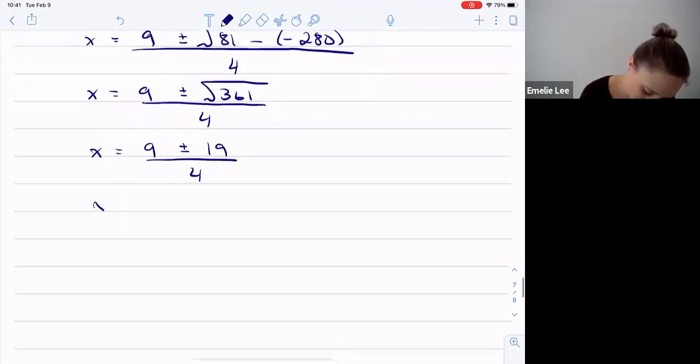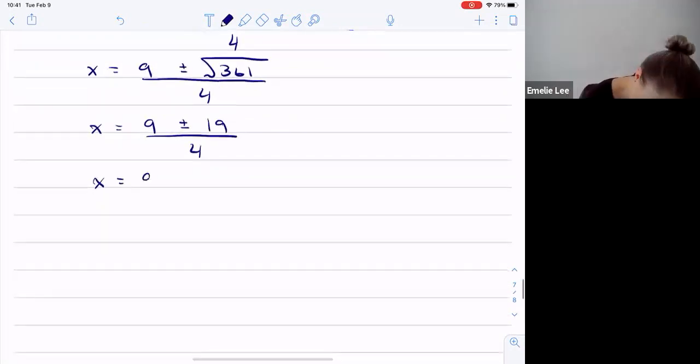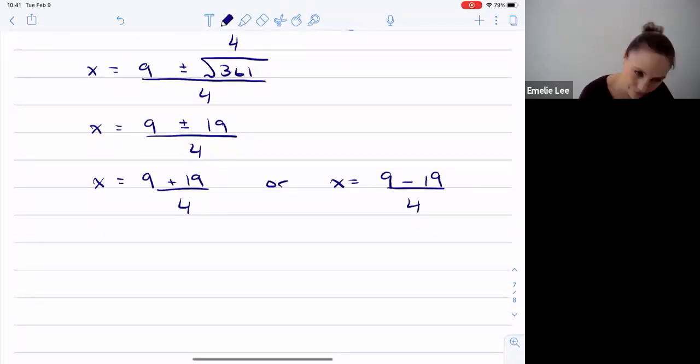So we're going to have 2 solutions, right? Because we know a quadratic, we're going to have 2 solutions. We're going to cross the x-axis in 2 spots, and usually they're different spots. So we're going to have x is 9 plus 19 over 4, or x is 9 minus 19 over 4. Right? 2 solutions.